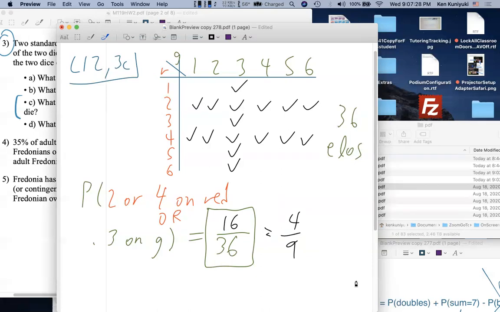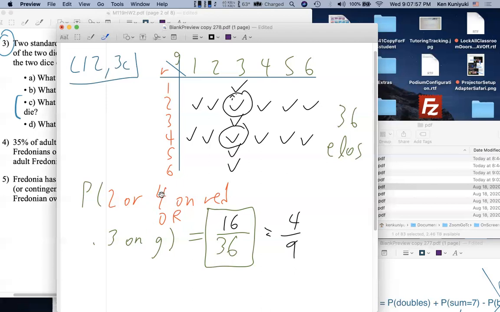Professor Ken? Go ahead. So when you counted 3 on the green, you skipped two of those. You said you didn't want to double count. Don't double count, right? Here's the idea. How many of these 36 ELOs do I count? You count each of these check marks exactly once. Now it's true that for 2 comma 3 and 4 comma 3, both of these events are satisfied, but that doesn't matter.